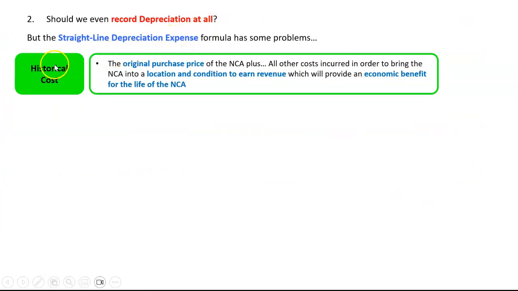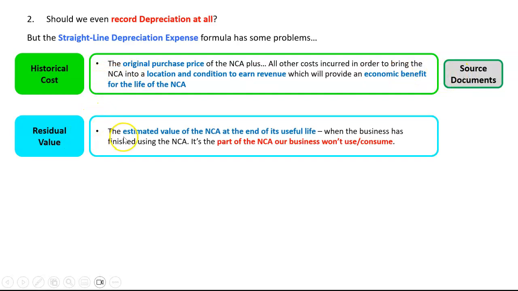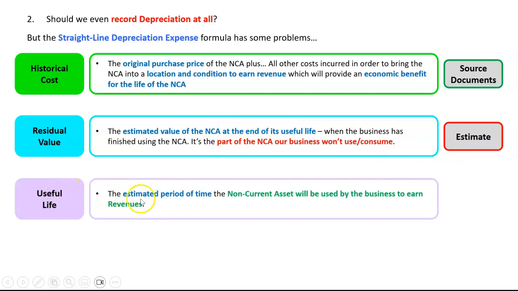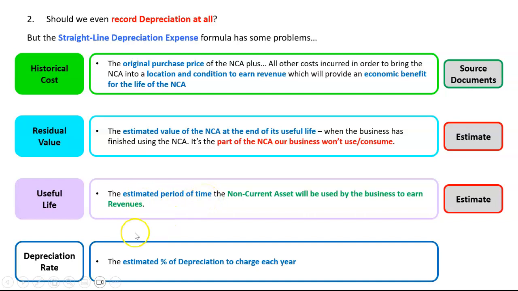So the formula asks us for historical cost. Now that's no problem because there'll be a source document for that. We can prove that that figure exists. But then we've got the residual value, an estimate of the value of the asset at the end of its life. That's an estimate, and we've got the useful life. That's an estimate of the period of time we're going to use it. That's another guess. And if we use the percentage rate, where does that percentage come from? We've just been giving it to you saying 20%. Well, who came up with that? So that's also an estimate. So we've got some problems here with these estimates.